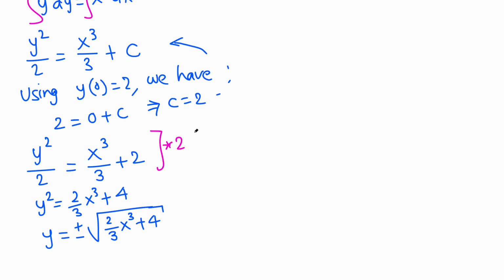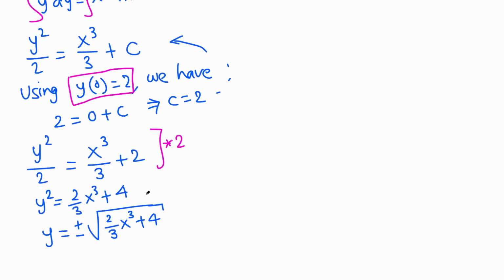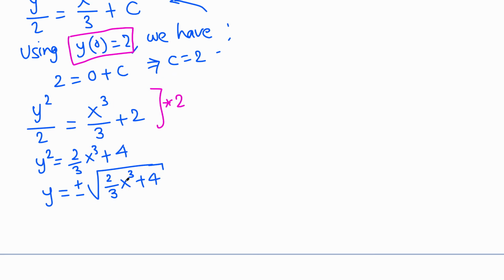In this case, if we look at this initial condition closely, that was in the question here, y at 0 is positive 2. When we plug in x equals 0, we should get y as plus 2. So when we plug in 0 here, we should get plus 2. So this minus is invalid.